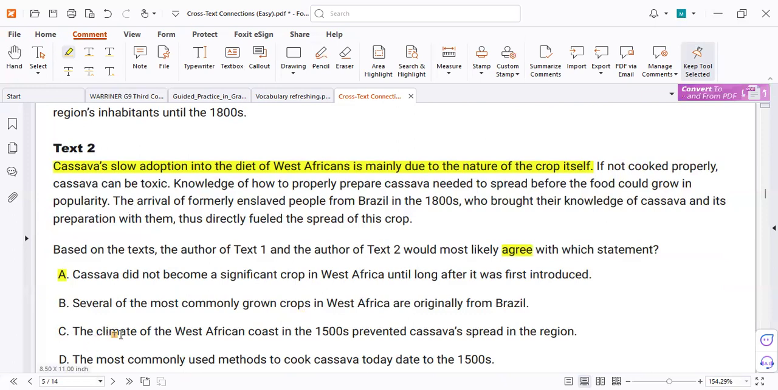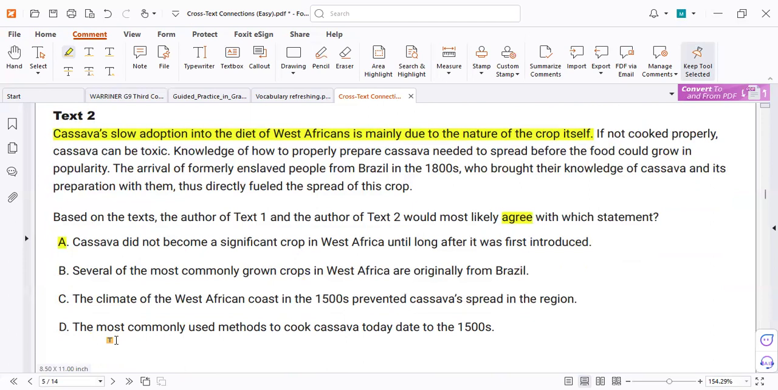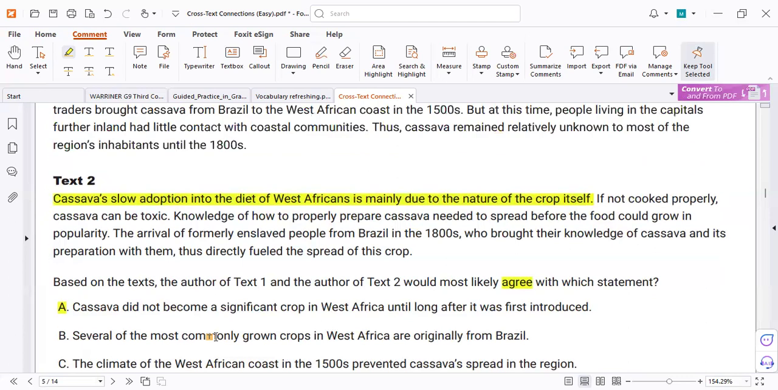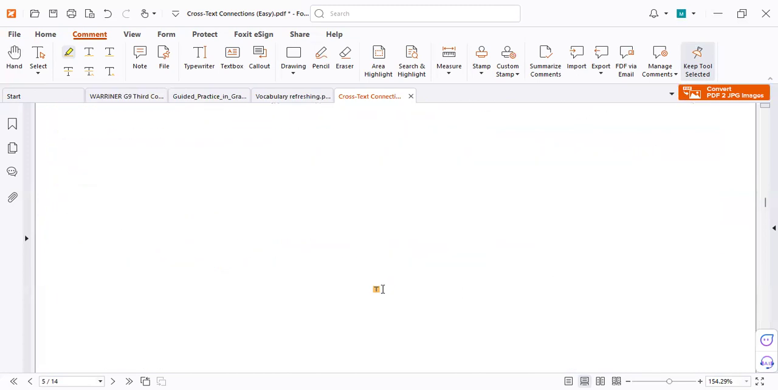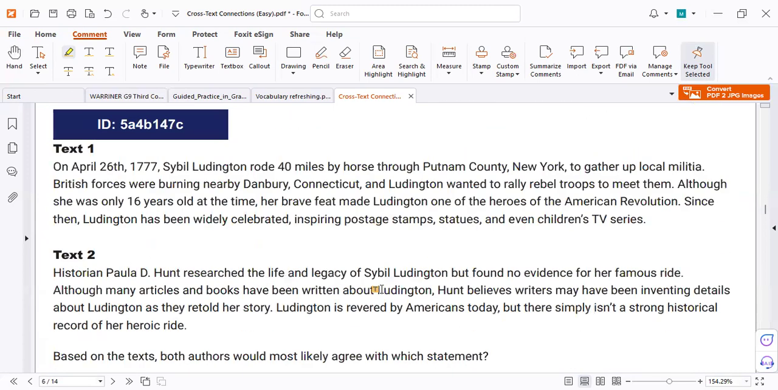But the other points are mentioned in one or two, but not both of them. Both of them did not mention the climate. You see it? Yes. Didn't mention the methods used to cook. So it's not mentioned. So always find something mentioned in both of them if you found they agree. If not, let's try. You did your best. What is next?